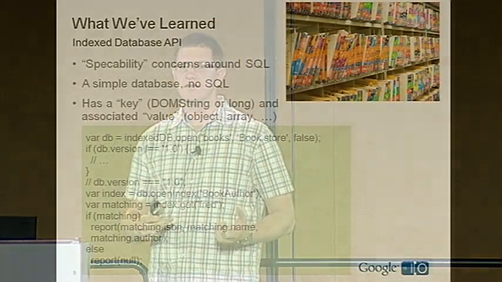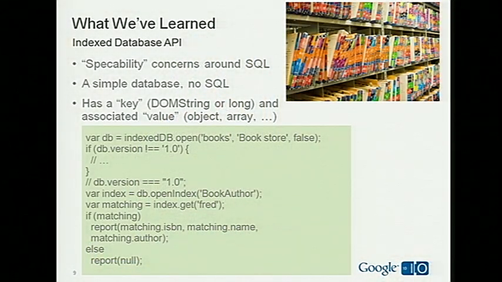And this value can be pretty much anything. It can be an object, it can be an array, whatever. So you then do lookups on this table based on the key. So this key could be an author name, it could be a book ID, whatever you want. And then you pull up its value. And that's it. It's just matching on the index.